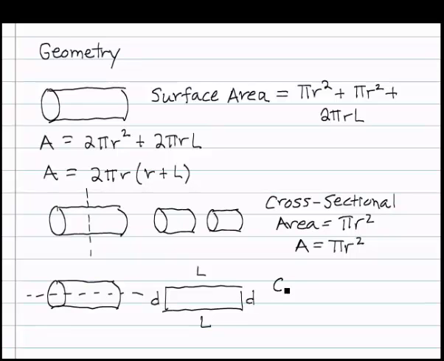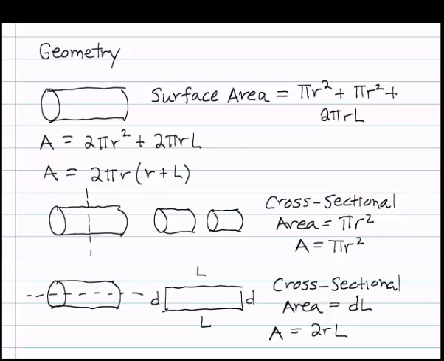So in this case, if I cut it in a different direction, the cross-sectional area comes out to be just D multiplied by L. And if I wanted to express that in terms of the radius, the diameter is twice the radius. So the cross-sectional area would be 2 times the radius times the length.